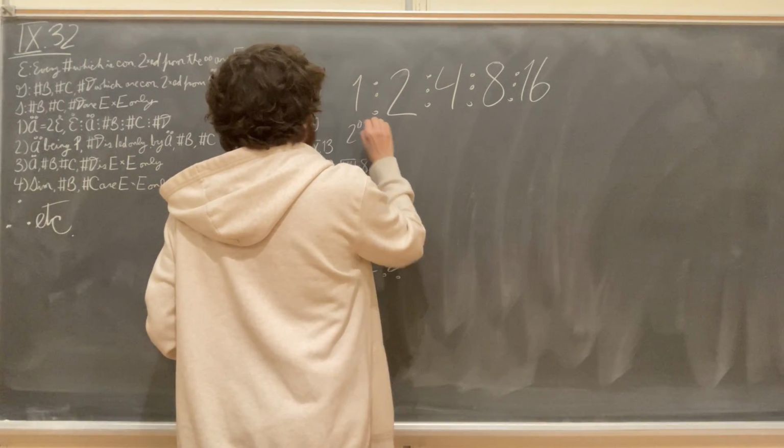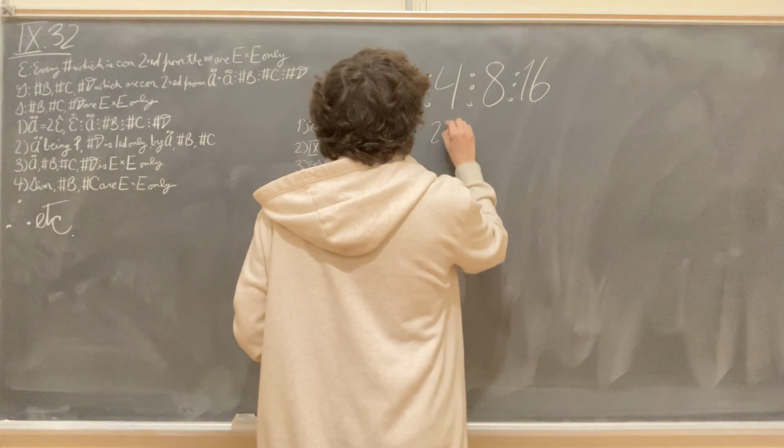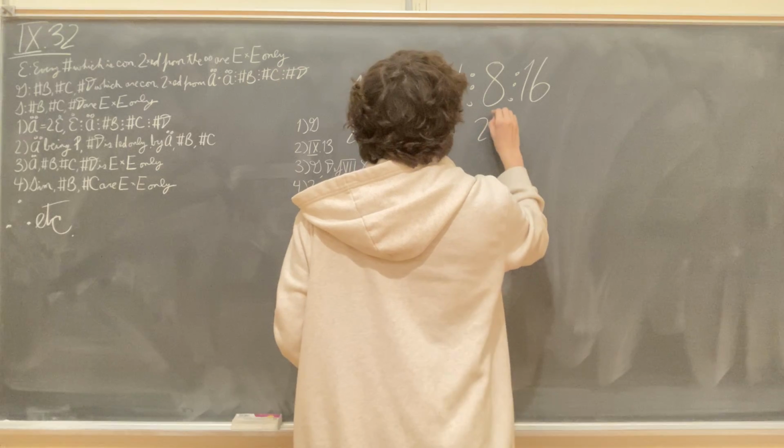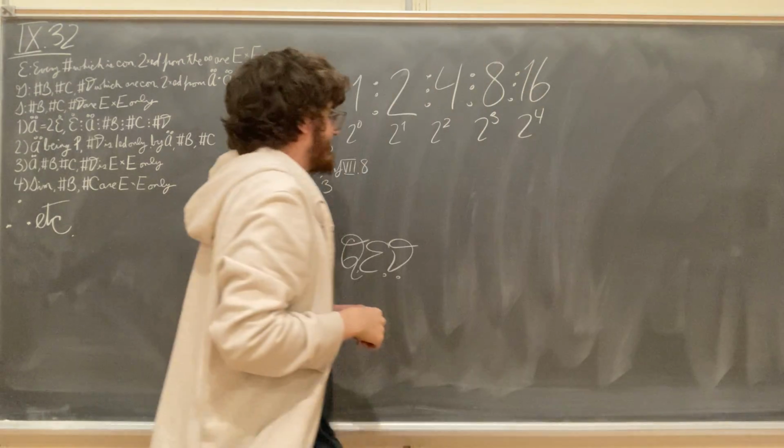So 1 is obviously 2 to the 0. 2 is also obviously 2 to the 1. 4 is 2 squared, or 2 to the 2. 8 is 2 cubed, or 2 to the 3. And 16 is 2 to the 4th.